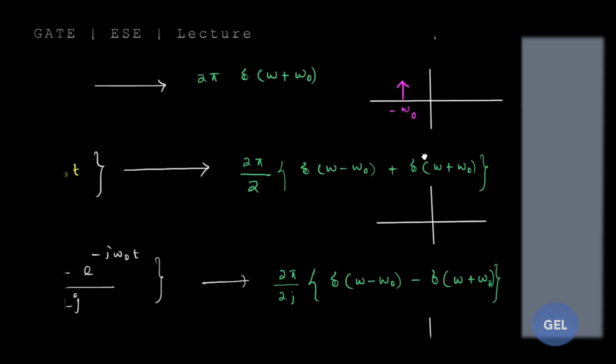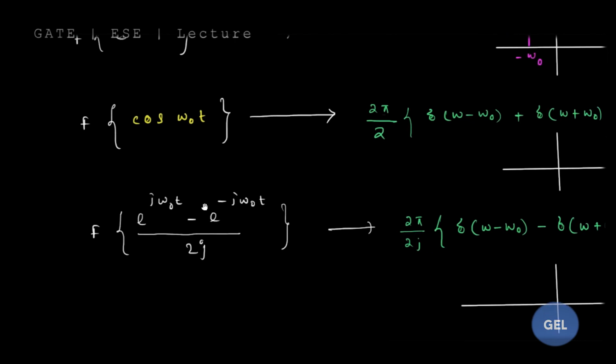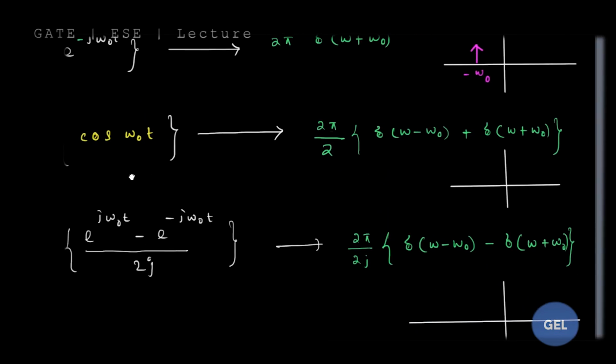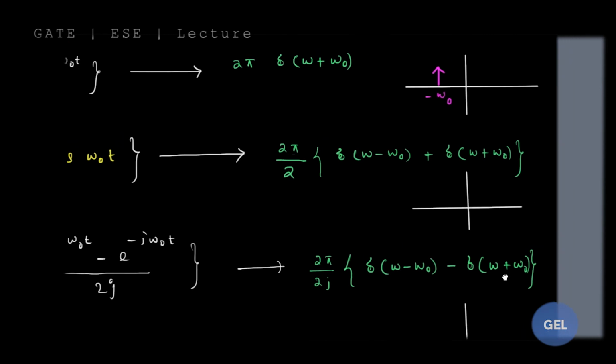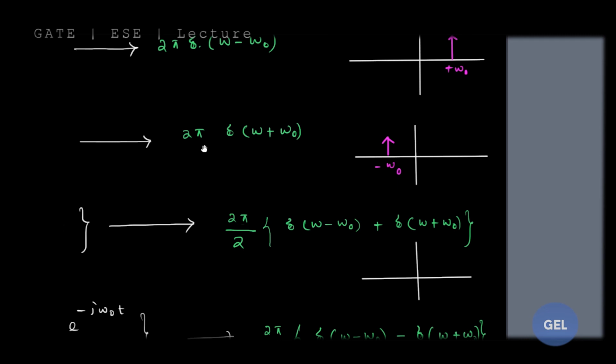Clear with this concept? But if you take sine omega naught t, there you divide by 2j, and you need to subtract these two equations. There is nothing rocket science there. So there you're going to get del of omega minus omega naught minus del of omega plus omega naught. That means you need to subtract these two graphs. Now what will be your final graph? Look here carefully.